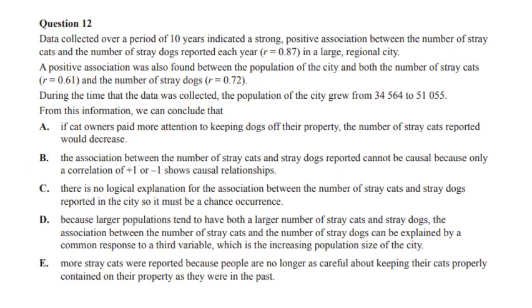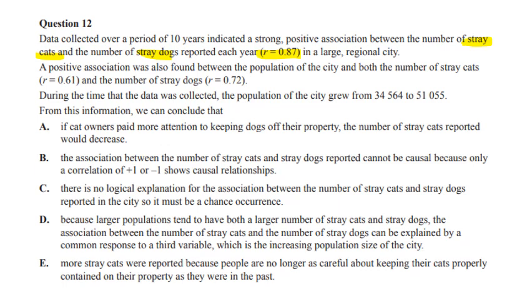Okay, very big wordy question, but most people got this one right. So there you go. Not everyone's freaked out by wordy questions. So it says we've got data collected over a 10-year period. You've got an R of 0.87, which connects stray cats with stray dogs.